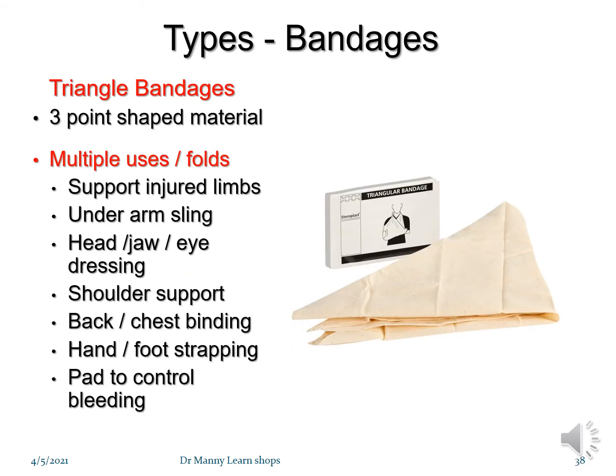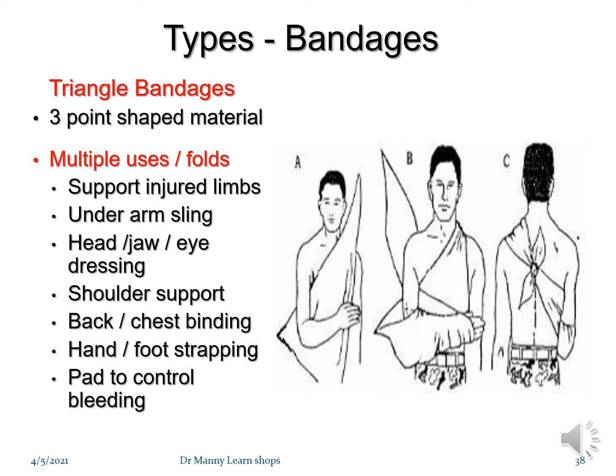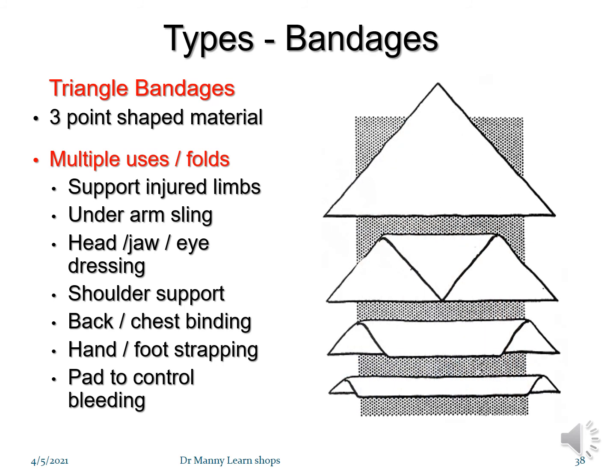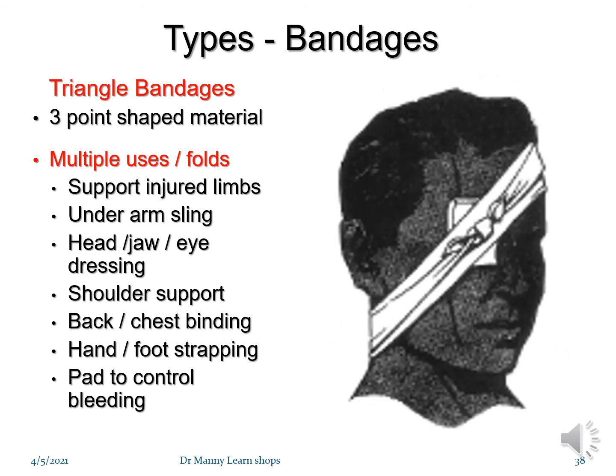The triangular bandage is very versatile. Typically, it has 3 points if it's triangular. It can be used to support injured limbs, as an arm sling, for example. If folded in a specific way, as a bandage normally is, linear in shape, it can be used to support a dressing on the head, jaw, eye.